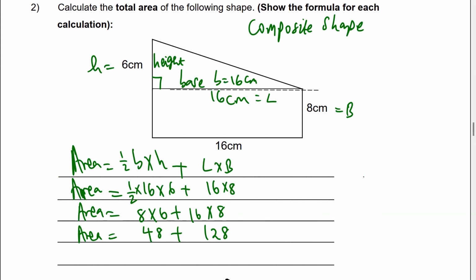Okay. Right, if you add 48 and 128, what is the answer? 176. Did you get it? Yes. It appears that you're close to the answer. That is the answer for the area of the composite shape. All right, next question.